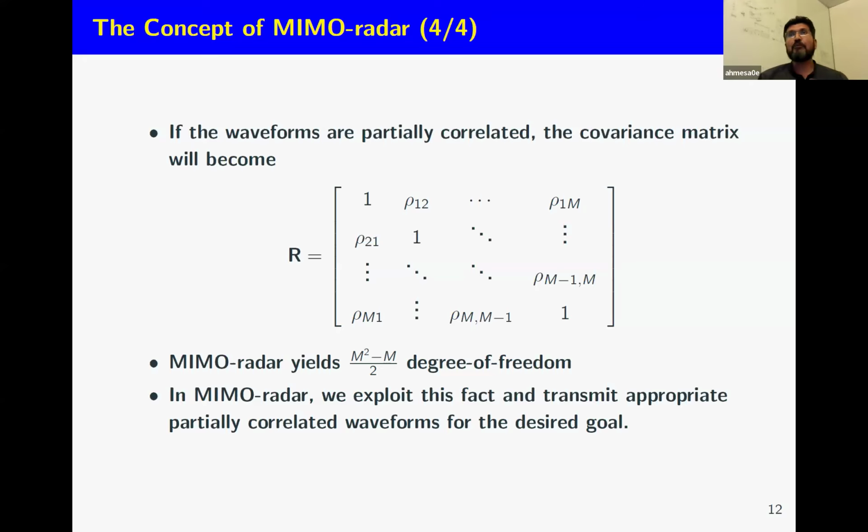Compared to the phased array radar, here we get more degrees of freedom, and we don't have to use any phase shifter. You only have to play with the waveform. By playing with the waveform, we can achieve different beam patterns. Now the second question is how we can achieve these beam patterns. This is very simple.